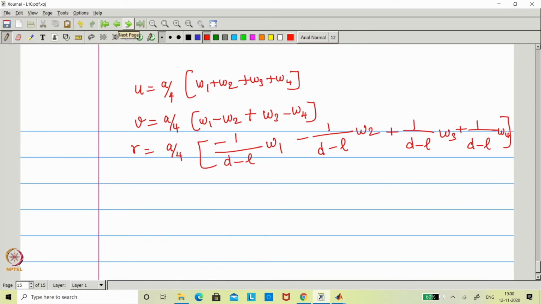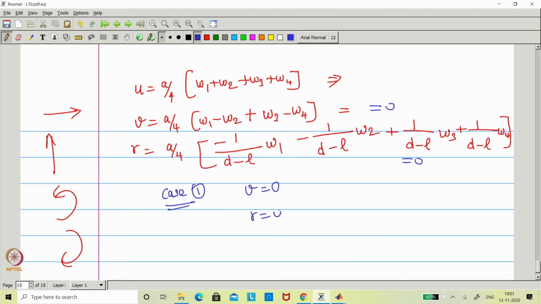But right now I am interested in what the scenario would be if I want to move only in the forward direction, or only in the lateral direction, or rotate clockwise or anti-clockwise. Let us see the first one. In case 1, u would be some value, but v is equal to 0 and r is also equal to 0.